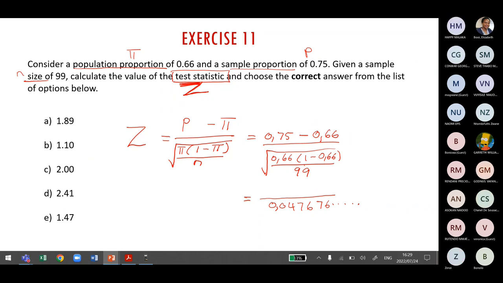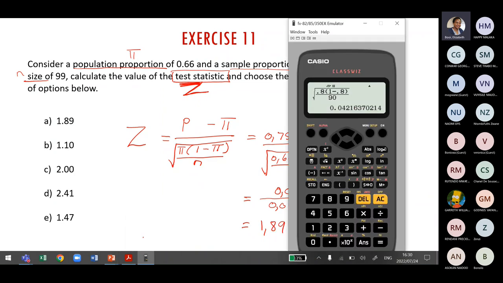Okay, it's 0.09. So it means at the top you get 0.09. And when you divide by the answer that you got, 0.09 divided by 0.0476, you will get 1.888774, which in two decimals will be 1.89.